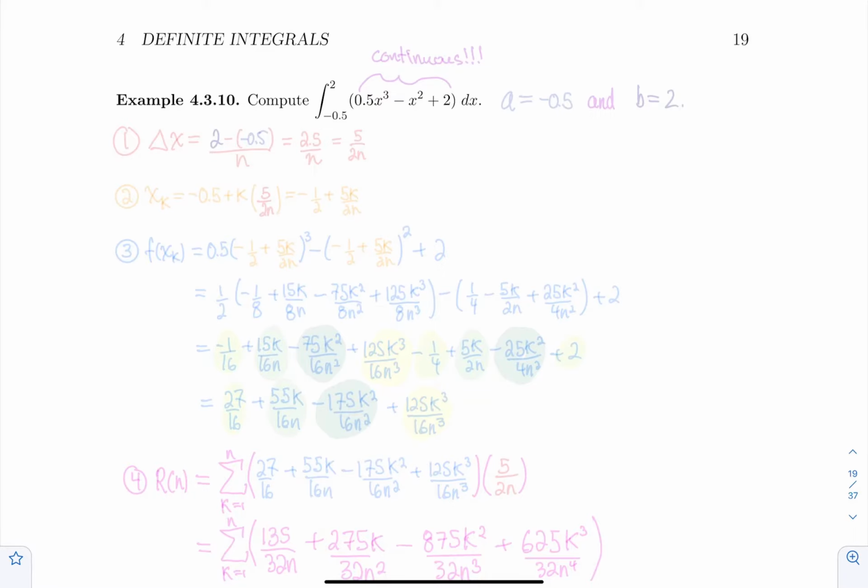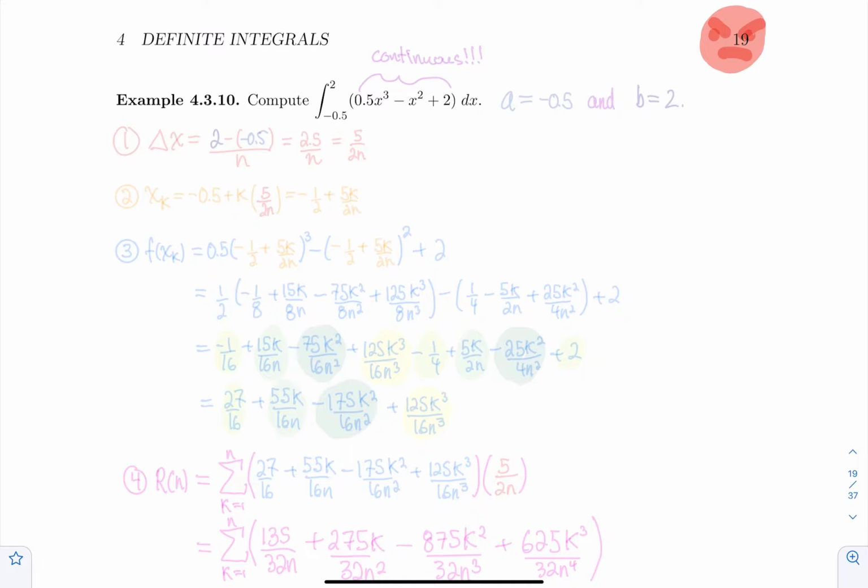Hello, everyone. Let's go through a more challenging example of the computation of a definite integral using the limit definition through the right theorem. So we want to compute the integral between minus 0.5 and 2 of 0.5 x cubed minus x squared plus 2. This is the infamous example that I love when I draw a function in general. It looks like that one.